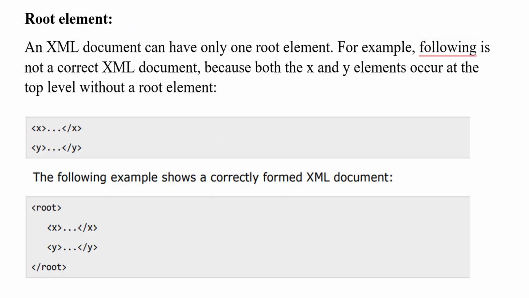Next is root element. An XML document can have only one root element. The user must concentrate on this particular portion. Whenever they write code, they must check whether the entire code has only one root element. The following code has X and Y. These two will be taken as separate roots. This is the wrong condition, and it will not be supported for the XML structure.